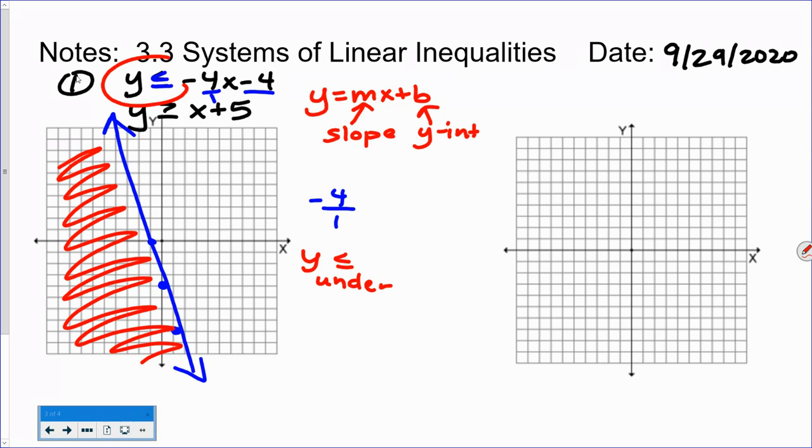So I'll go ahead and graph my second line here. I have a y-intercept of 5. So I'll cross the y-axis at positive 5. My slope, the number in front of the x, would be 1. So if I write that as a fraction, that would be rise up 1, right 1, up 1, right 1.